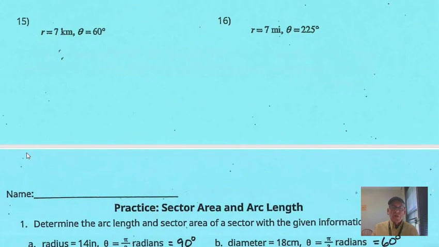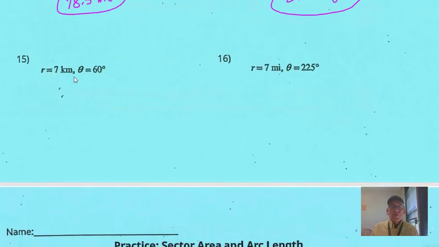Okay, 15 and 16. Let's see, 60 over 360 is our central angle, times pi, times r squared, which is 49. So 60 over 360 times 3.14 times 49, 25.64. Our units are kilometers, so we have kilometers squared.